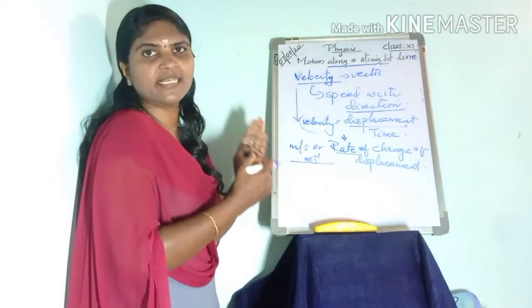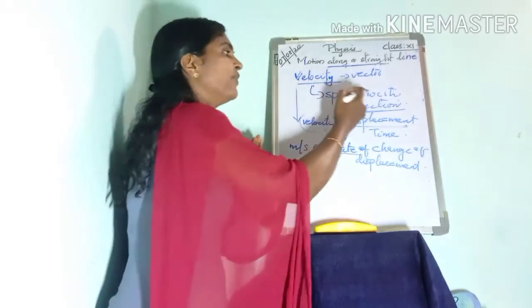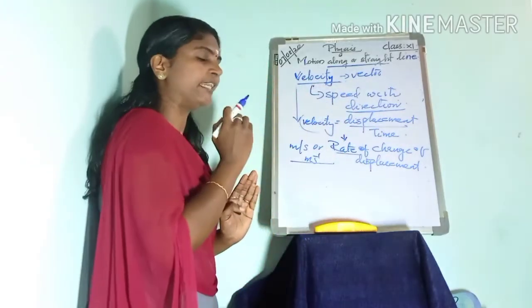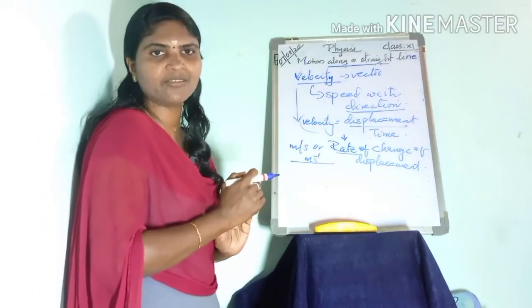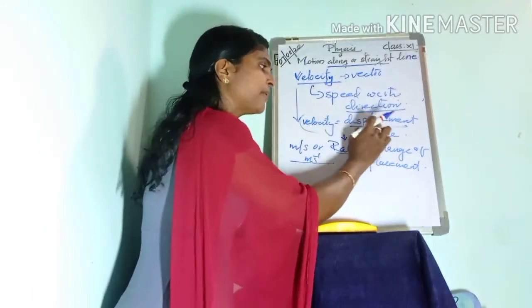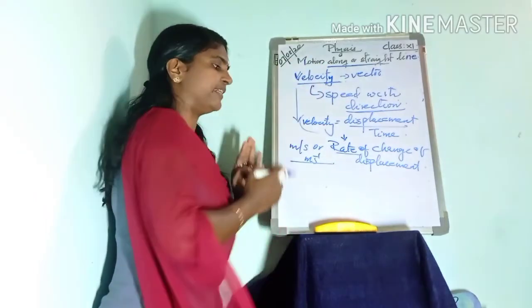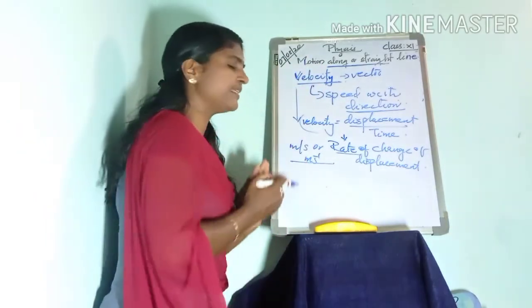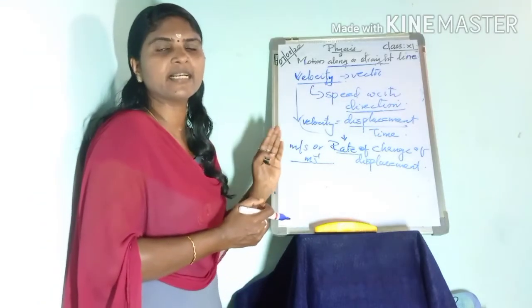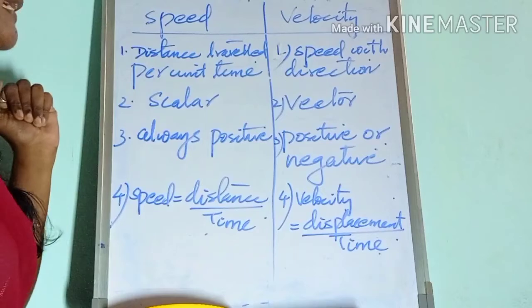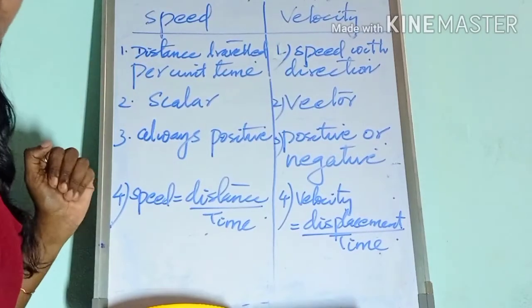Velocity is the speed of an object moving in a particular direction, and in terms of displacement, we can say the rate of change of displacement is called velocity. That is, velocity equals displacement by time. Velocity is a vector quantity and its SI unit is meter per second or meter second raised to -1. Let's summarize the difference between speed and velocity.